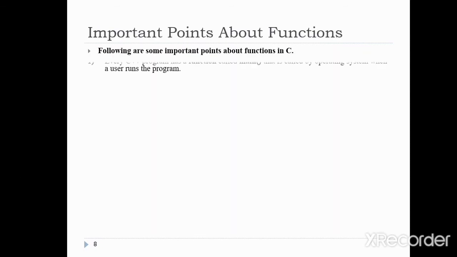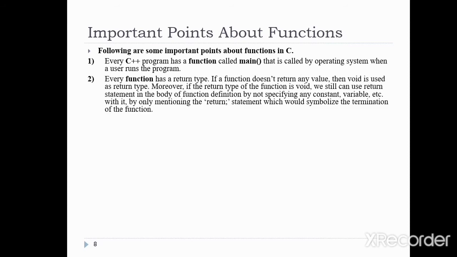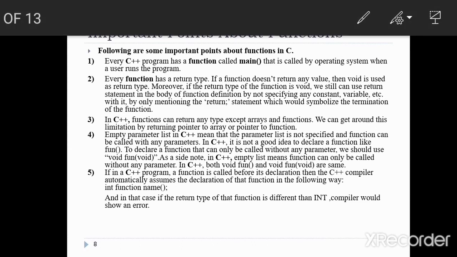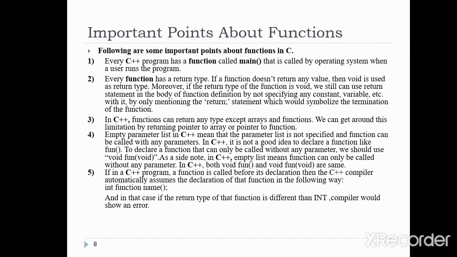So next, some important points about functions. Every C++ program has a function called main that is called by the operating system when a user runs the program. Every function has a return type. If a function doesn't return any value, void is used as the return type. In C++, a function can return any type except arrays and functions. We can get around this limitation by returning a pointer to an array or a pointer to a function.